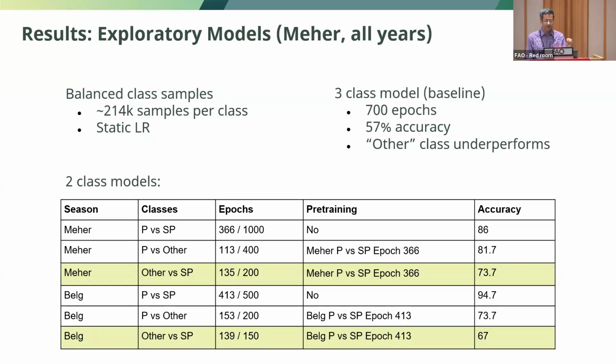Interestingly, we attempted to do this first with 3 classes: sweet potato, potato, other crops. The model did not do very well at distinguishing 3 classes at one time. When we switched to 2 classes, sweet potato and other, we get model performance that approaches 74% in the Meher season and 67% in the Belg season. That's decent performance.